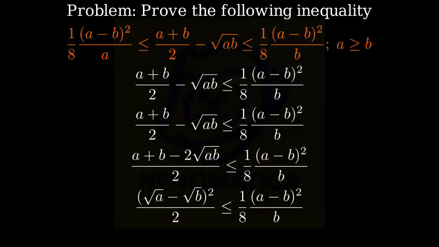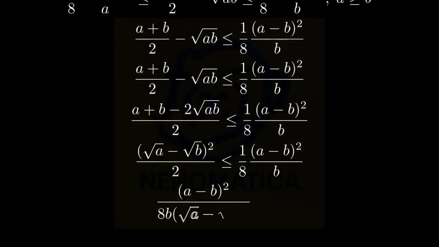Now, let's rearrange this inequality to compare the ratios of the expressions. We get the quantity (a minus b) squared divided by 8b times the quantity (square root of a minus square root of b) squared is greater than or equal to 1/2. Let's continue with our algebraic manipulation.